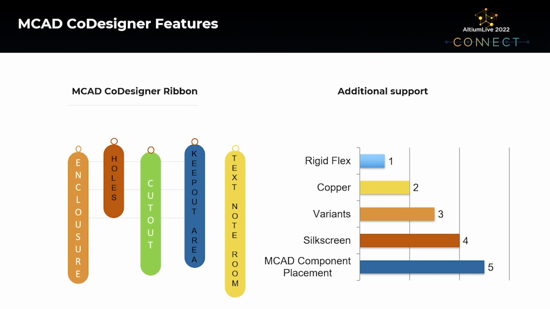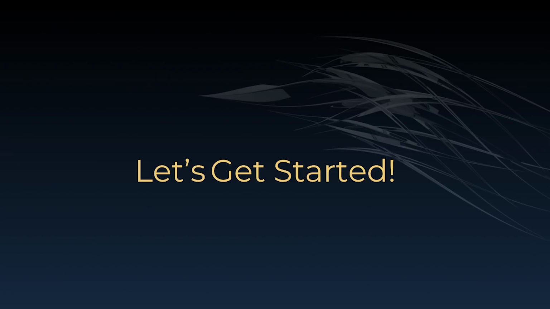Some of the features that are included in the MCAD Co-Designer ribbon in your mechanical tool are being able to place holes, cutouts, keepouts, even add the enclosure and push that through the MCAD Co-Designer panel. Not only that, we have additional support for rigid flex, copper, adding variants, silkscreen, and even MCAD component placement in your mechanical tool. So a lot of great features there that we can take a look at. So let's go ahead and get started.